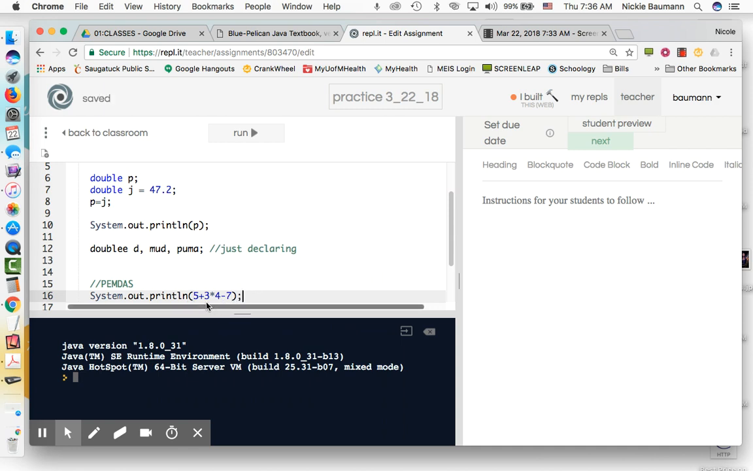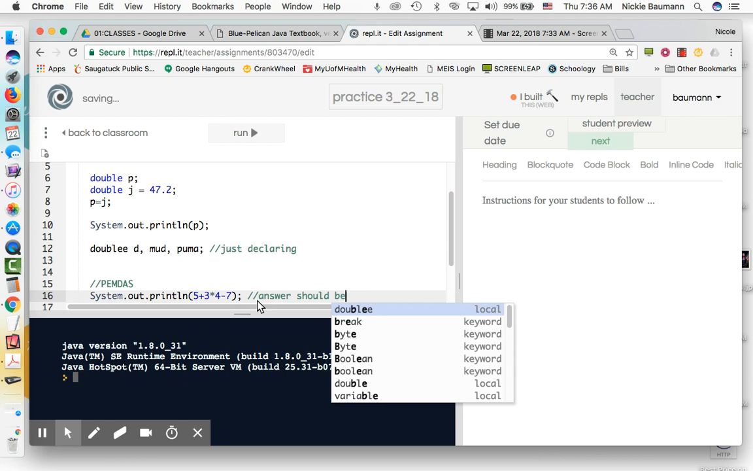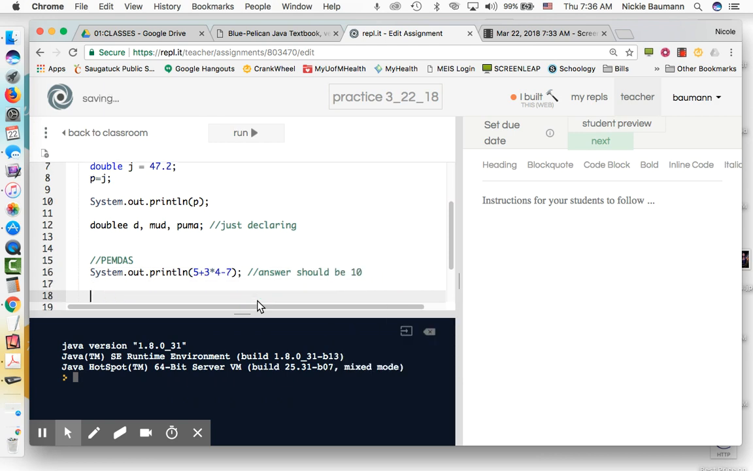So it's going to, or it should, do our multiplication first, 3 times 4, then go back from left to right and do the rest of the PEMDAS. So our adding, so 5 plus 12 would give me 17 minus 7. The answer should be 10. Let's run this and see.